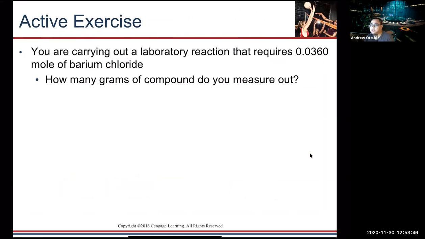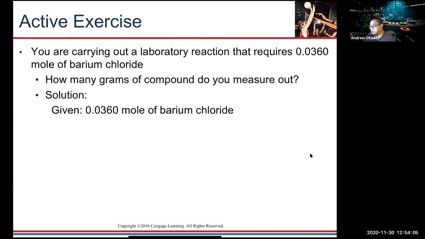Okay, so let's talk about this. You're carrying out a laboratory reaction that requires 0.0360 mole of barium chloride. So how many grams of compound do you measure out? So take the time to do this exercise. It relates molar mass to moles. We're given moles of barium chloride.